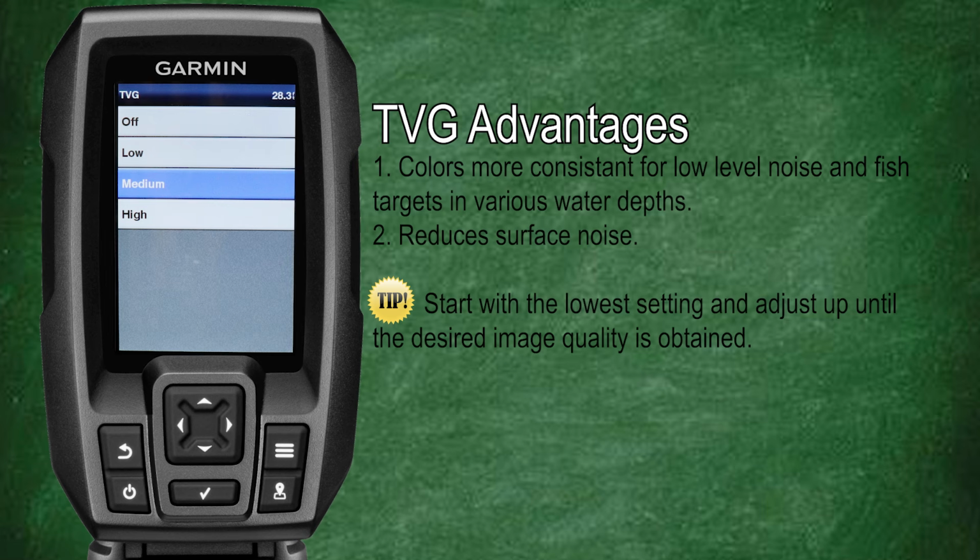I prefer to adjust and control excessive surface clutter and noise with the TVG setting over the surface noise setting. And normally the low setting has been adequate for most of my fishing needs. However, you can always experiment with this setting for your fishing conditions and choose one that suits your needs best.